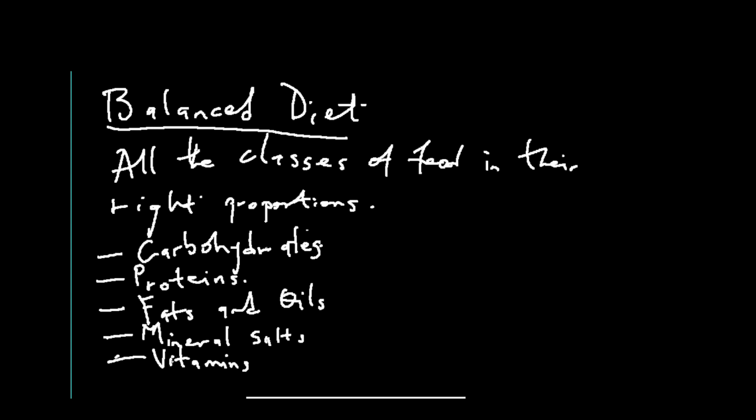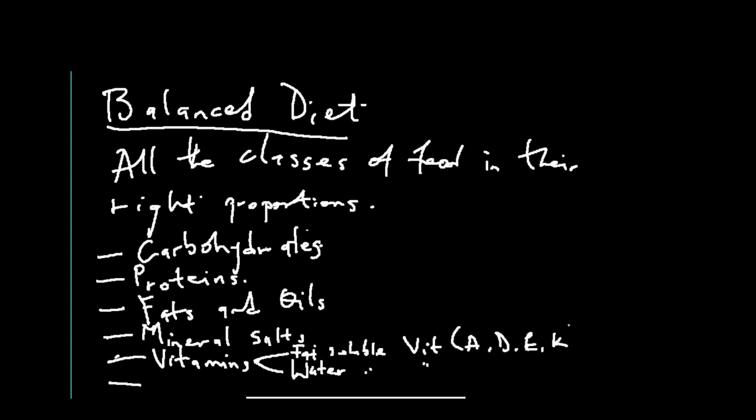We have the vitamins. These vitamins are of two types: we have the fat soluble vitamins, and then we have the water soluble vitamins. The fat soluble vitamins are vitamin A, vitamin D, vitamin E, and vitamin K.